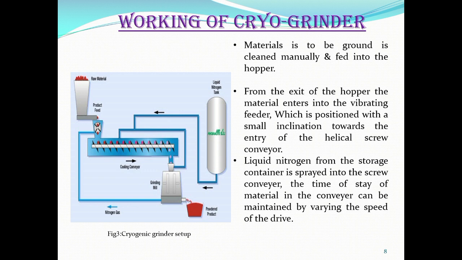Working of a cryo grinder. The material to be ground is cleaned manually and fed into the hopper. From the exit of the hopper, the material enters into the vibrating feeder, which is positioned with a small inclination towards the entry of the helical screw conveyor. Liquid nitrogen from the storage container is sprayed into the screw conveyor. The time of stay of material in the conveyor can be maintained by varying the speed of the drive.